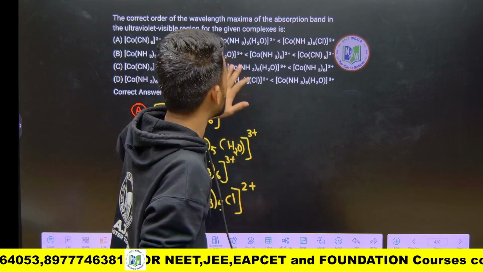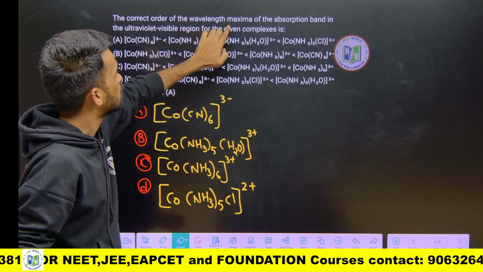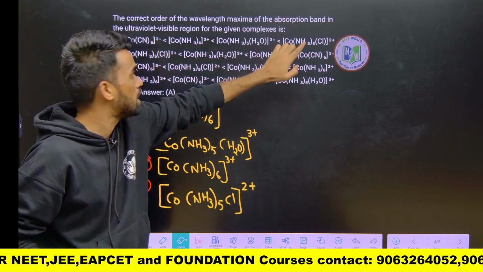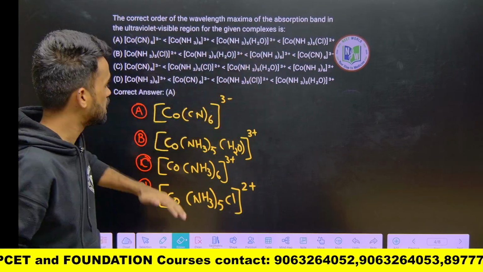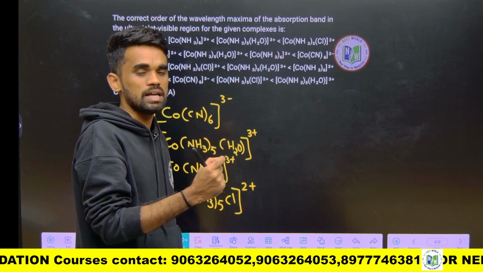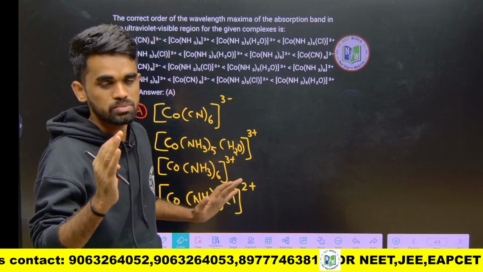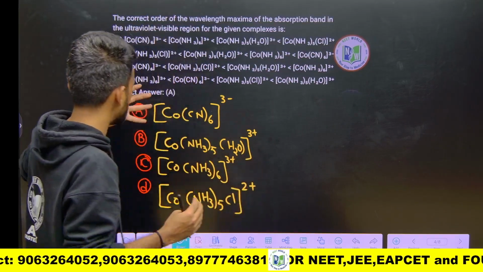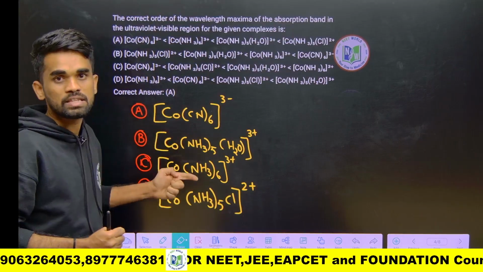Read the question first: the correct order of wavelength maximum of absorption band in the UV visible region for the given complexes. There are 4 complexes given. Just listen to this session, and you will definitely be able to answer this kind of question in upcoming exams. Let's have a quick discussion. We need to arrange the 4 complexes based on the wavelength of absorption.